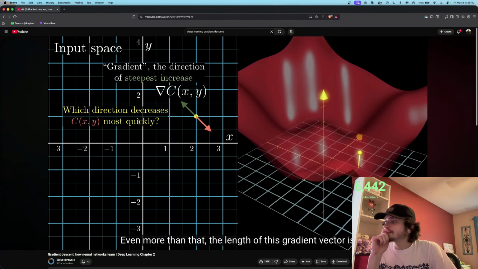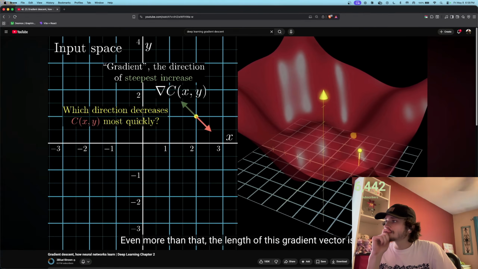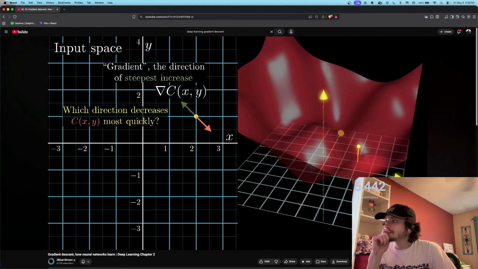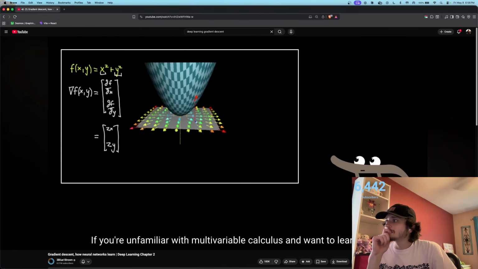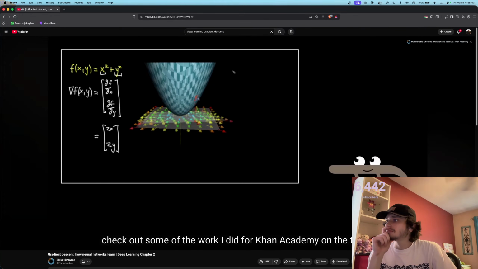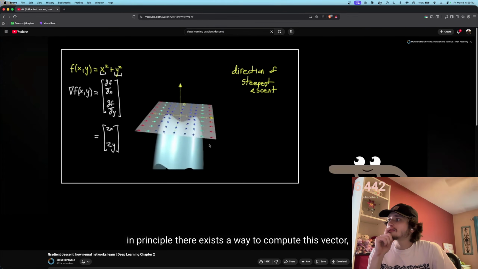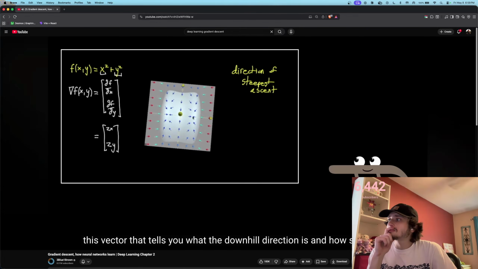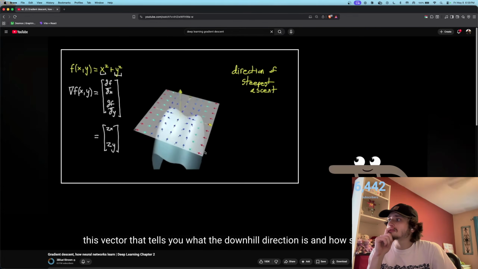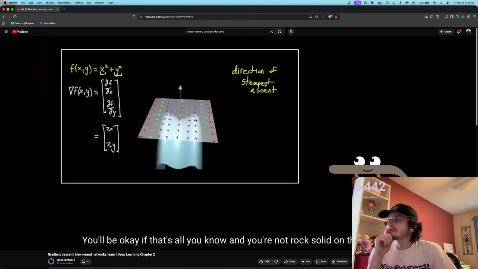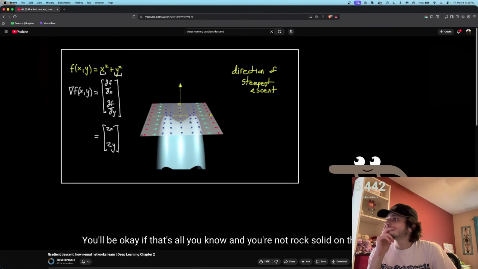And even more than that, the length of this gradient vector is actually an indication for just how steep that steepest slope is. Now, if you're unfamiliar with multivariable calculus and you want to learn more, check out some of the work that I did for Khan Academy on the topic. Honestly though, all that matters for you and me right now is that in principle there exists a way to compute this vector. This vector that tells you what the downhill direction is and how steep it is. You'll be okay if that's all you know and you're not rock solid on the details.